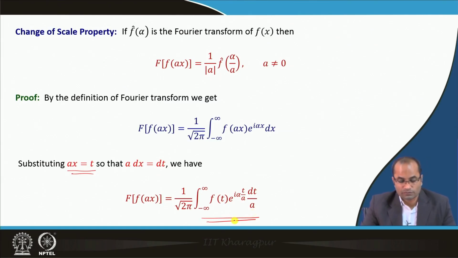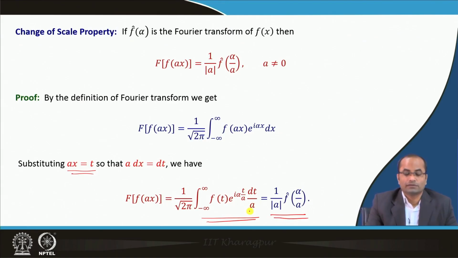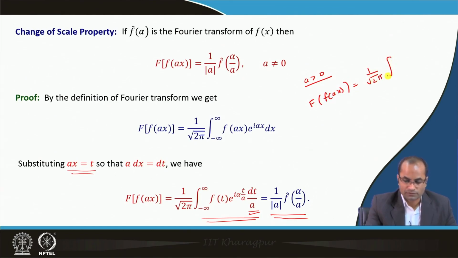But now if we want to combine it in terms of this Fourier transform, what will happen is that when a is negative, instead of this a, we can have the absolute value of a. Suppose this a is positive, then the Fourier transform of this f(ax) will be given by this formula: minus infinity to plus infinity, f(t) e^(iα t/a), and similarly we have dt over a there.